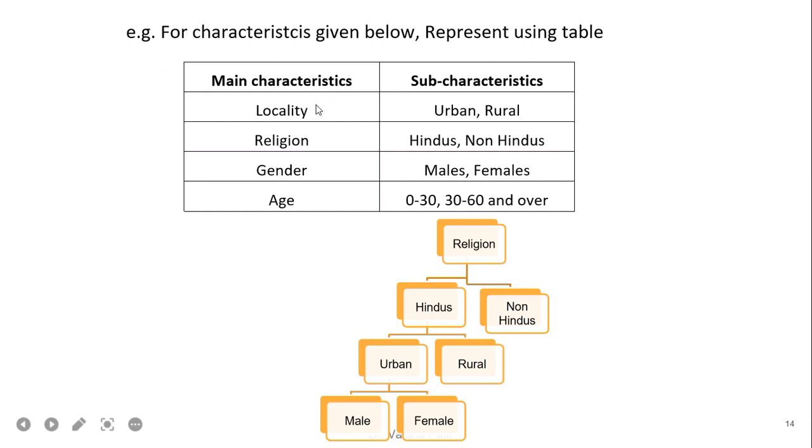Now you will get an easy idea that four characteristics are to be shown, represented using the table. Now the characteristics given are locality, that is urban or rural, religion, Hindus or non-Hindus, gender male and female, age 0 to 30, 30 to 60 and over. Now here we require to consider the top of the hierarchy, that is, the one that contains most of the data. So if we consider the religion, under religion Hindus and non-Hindus, Hindus may be living in the urban or rural area, and again urban male female, rural also male female, but it is not possible for me to show that, so I have just explored one branch of the tree.